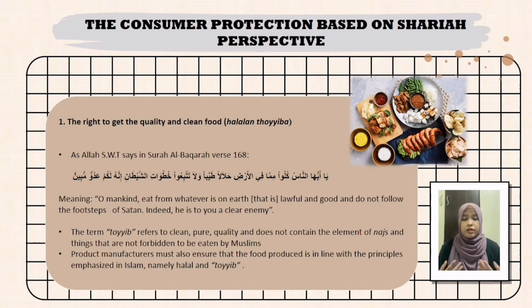So, product manufacturers must also ensure that food produced is in line with the principle emphasized in Islam, namely halal and tayyib. For example, the parties involved in the process of preparing food and beverage, from the preparation of raw materials to the consumer, should comply with all the requirements of Sharia law. Thus, the rights of consumers are always protected.